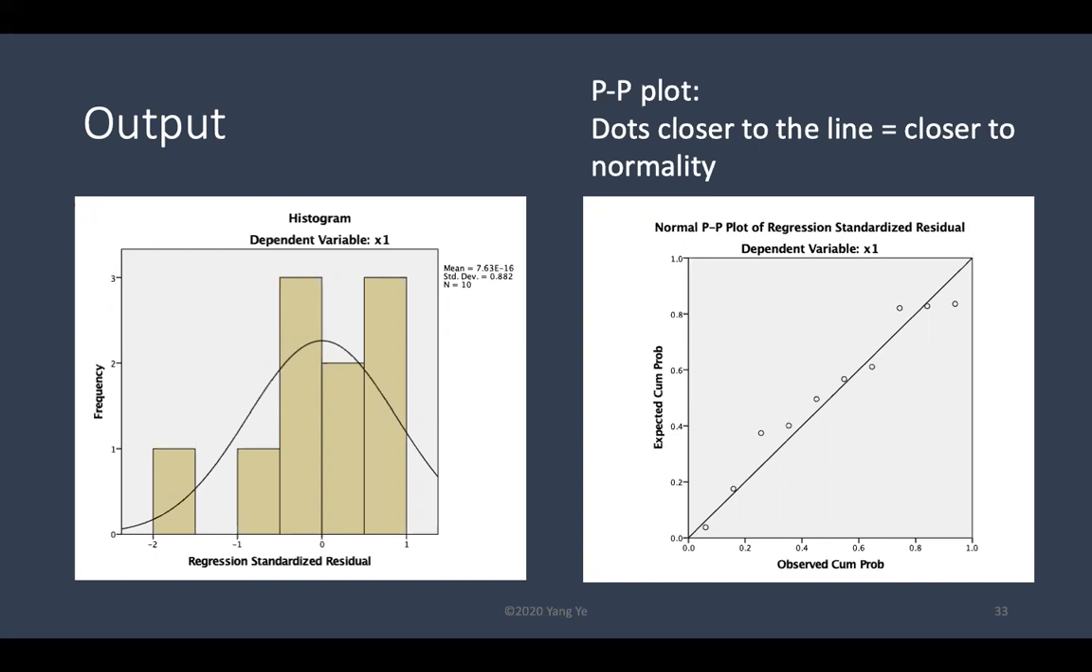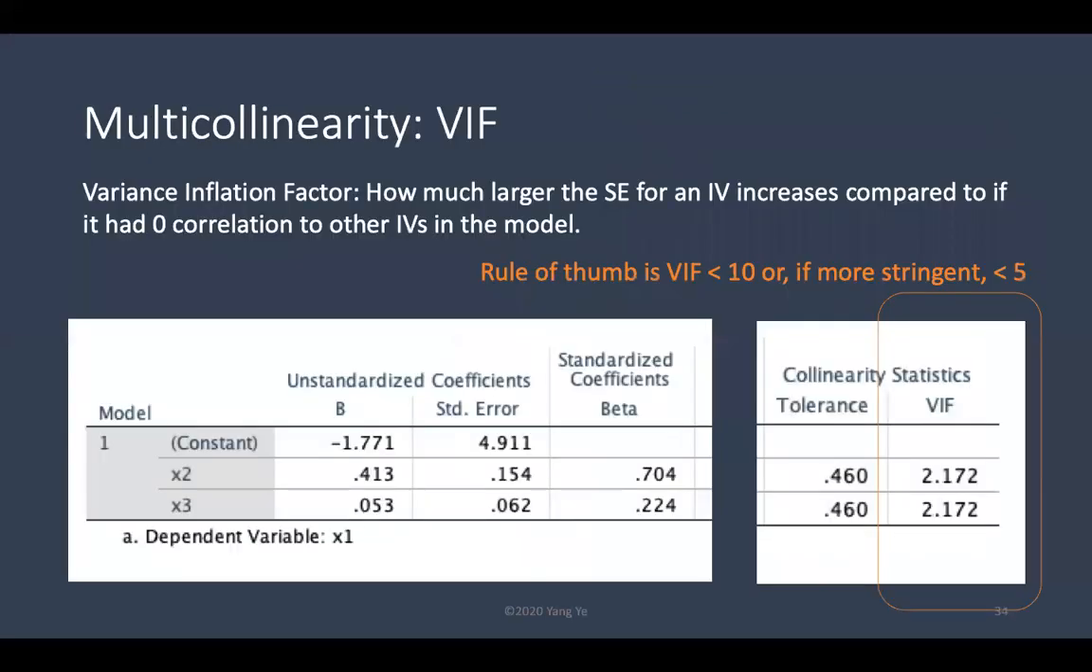You can calculate standardized residuals in SPSS and then test them again using the Shapiro-Wilk test, which provides you with a p-value for whether the residuals are significantly deviated from normality or not. So that's that.